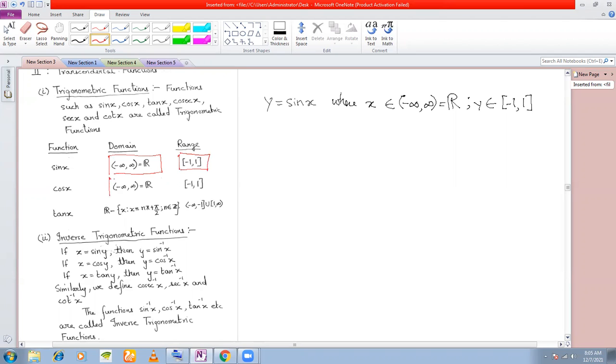Similarly, for cos x, x can take any real value, and the range of this is -1 to 1, because you know that the value will always lie between -1 and +1. Okay, both inclusive. Similarly, for tan x you won't require much, but if you can remember, it is good. Okay, the domain of tan x and the range of tan x. Okay, we'll be using these in finding the domain and range of certain types of functions.